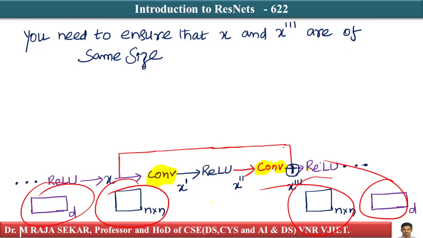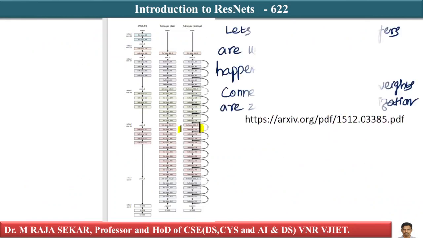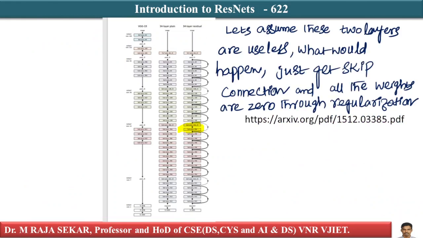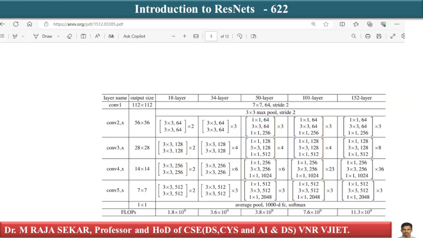This is how a residual network works. Let's assume these 2 layers are useless. What would happen? You would just get the skip connection here, and all these weights are 0 through regularization, isn't it? In this paper, instead of defining just a single network, they define lots of networks.